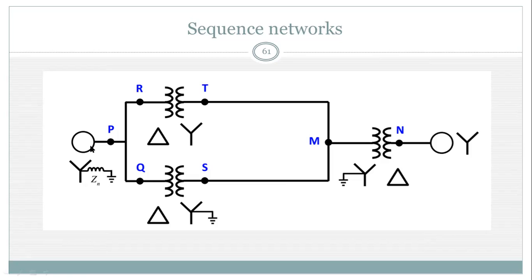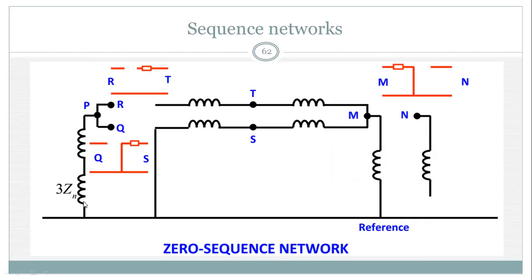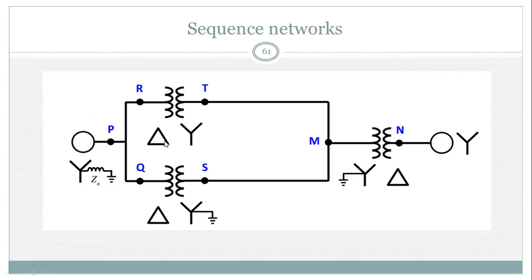Here, the generator is Y connected and grounded through an impedance Zn. So the zero sequence network for this generator should be Z0 plus 3Zn. So Z0 and 3Zn are connected in series from the reference to the P point. Now from the P point, there are two parallel branches. One is R and another one is Q.